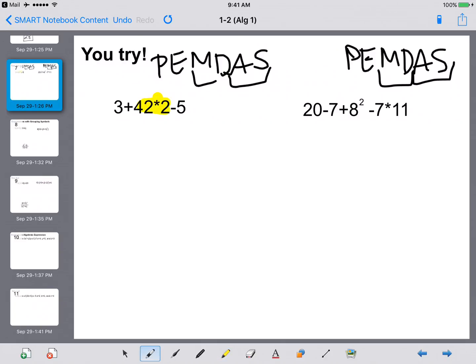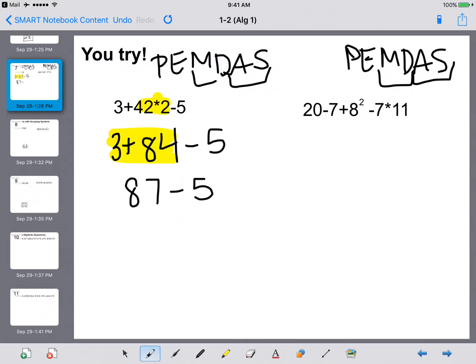So 42 times 2. So 3 plus just comes on down. 42 times 2 is 84. Minus 5 comes on down. And now we're to addition and subtraction. So we just go from left to right. So 3 plus 84 is 87. Minus 5 comes on down. 87 minus 5 is 82.